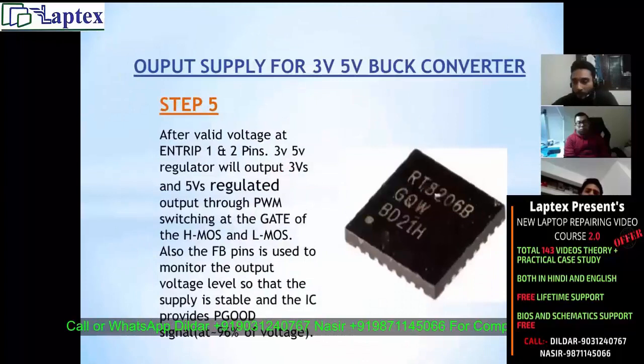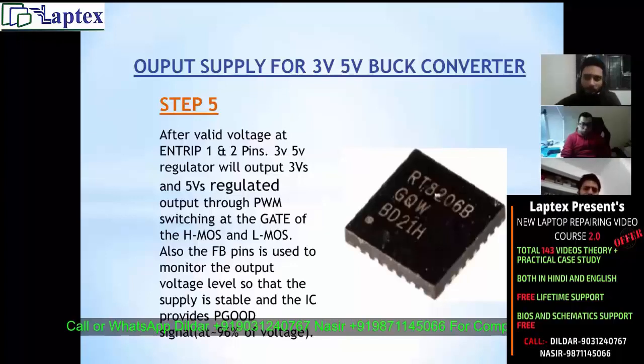Now this fifth point. After the entry voltage is present at pin number 1 or 2, you will get the 3 volt 5 volt output at the coil of the regulator, both the coils. And there will be a feedback pin. That pin is really important in the 3 volt 5 volt section, or in any regulator. Any regulator will have an adverse effect if its feedback signal is not working well. Keep this in mind. Feedback is really important in these regulator ICs.